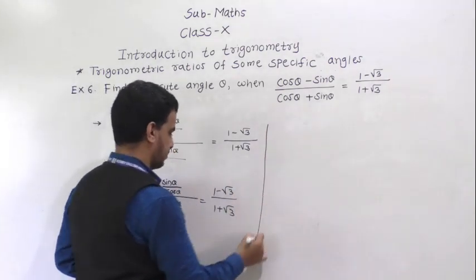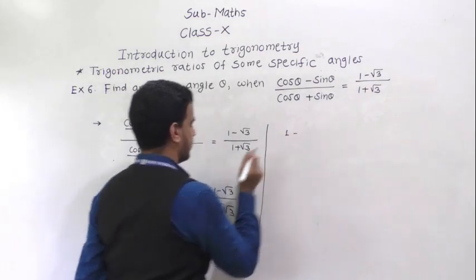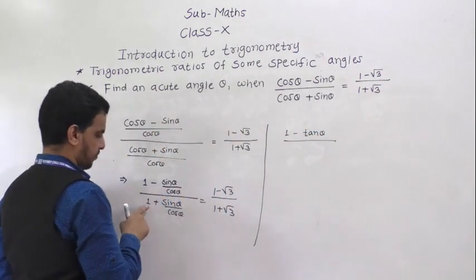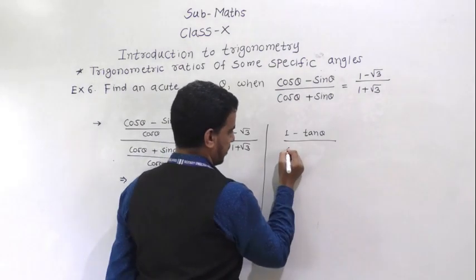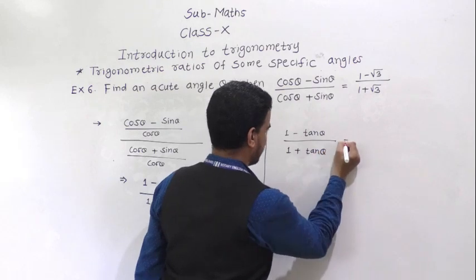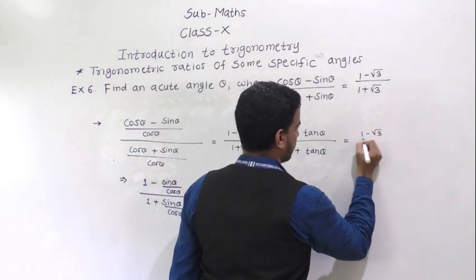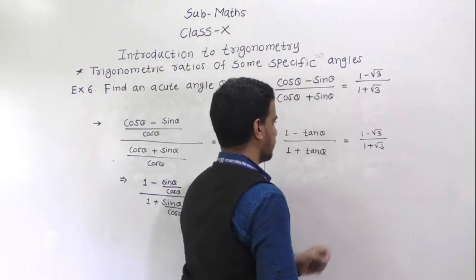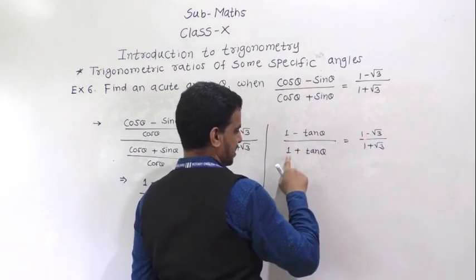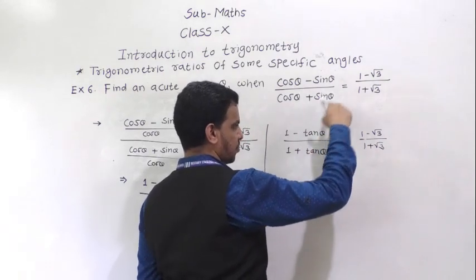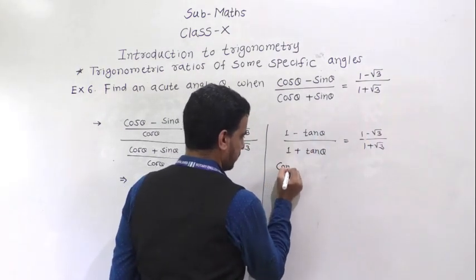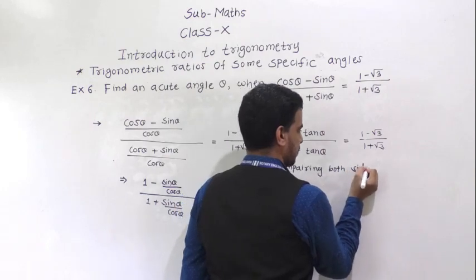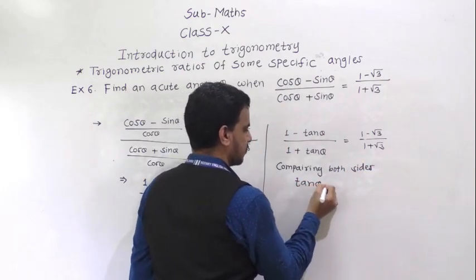Okay, now next step, sin theta by cos theta is tan theta. So (1 minus tan theta) divided by (1 plus tan theta) is equal to (1 minus root 3) upon (1 plus root 3). Now if we compare these two sides, here 1 is there, here 1, minus sign, same here, plus, so comparing both sides, tan theta is equal to root 3.